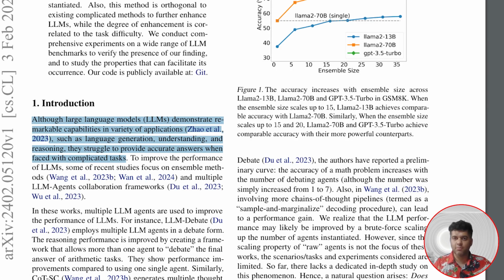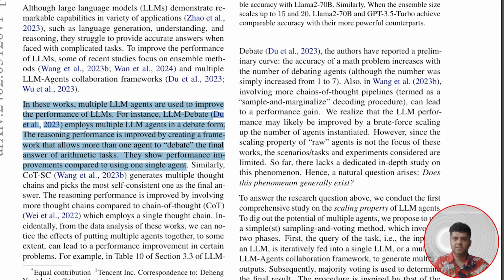Although large language models demonstrate remarkable capabilities in a variety of applications, such as language generation, understanding, and reasoning, they struggle to provide accurate answers when faced with complicated tasks. In these works, multiple LLM agents are used to improve the performance of LLMs. For instance, LLM debate employs multiple LLM agents in a debate form. The reasoning performance is improved by creating a framework that allows more than one agent to debate the final answer of arithmetic tasks. They show performance improvements compared to using one single agent.